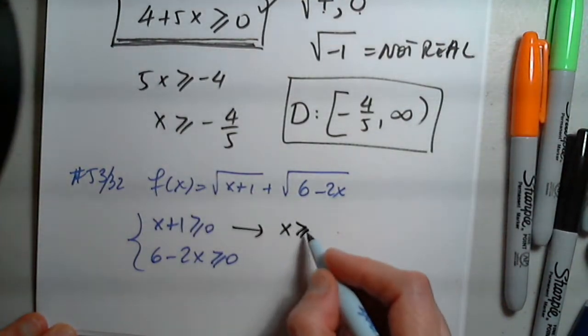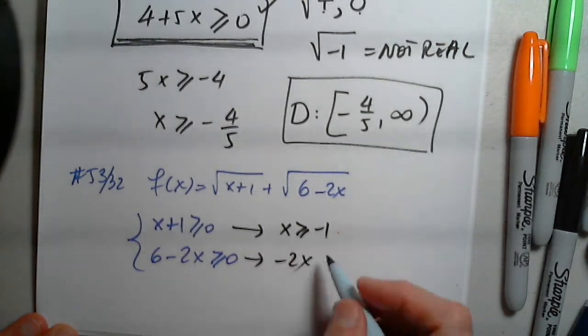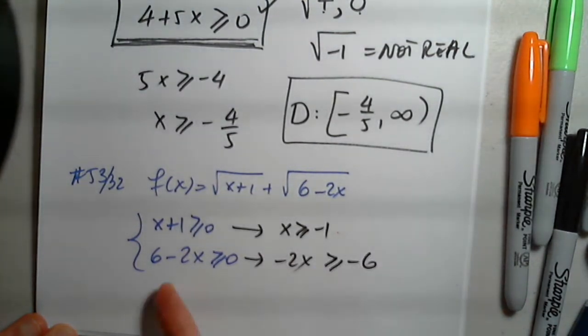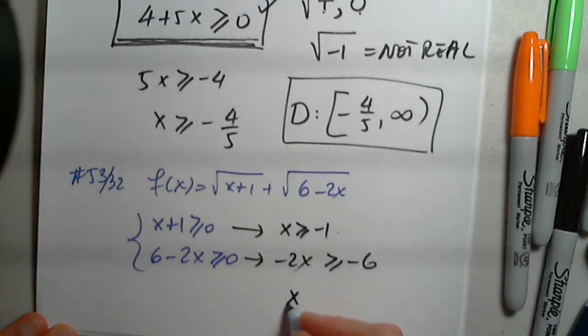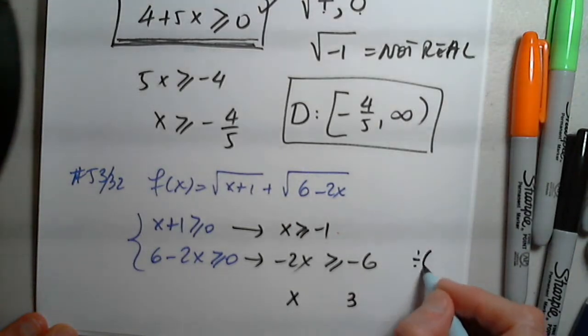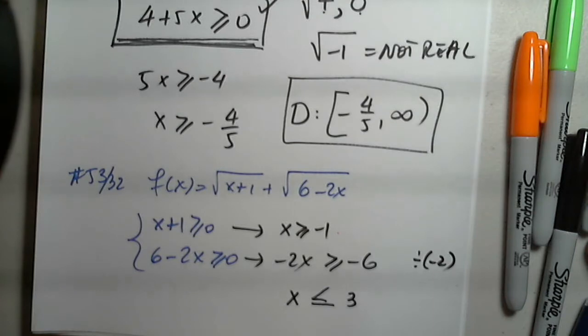Subtract 1 from both sides. Excellent. Here, obviously, I have negative 2x. I move 6. It becomes negative, and I divide by negative 2. What happens when I divide by negative 2? Your sign gets changed. Very good. Awesome. Great job.